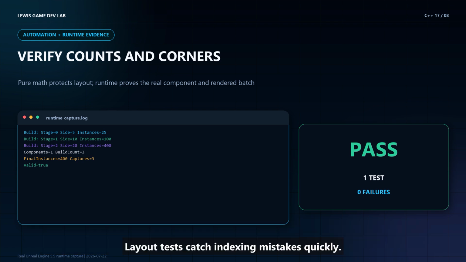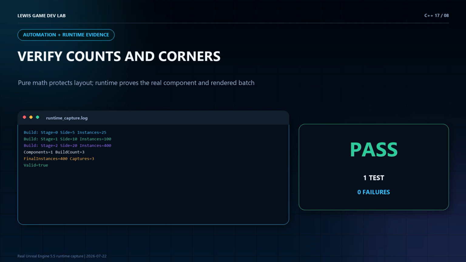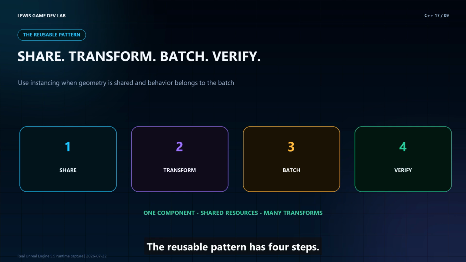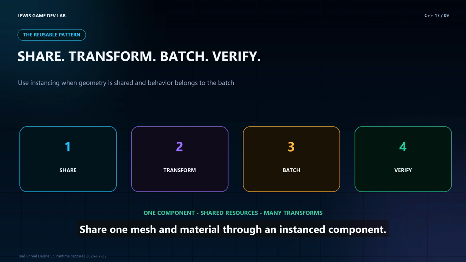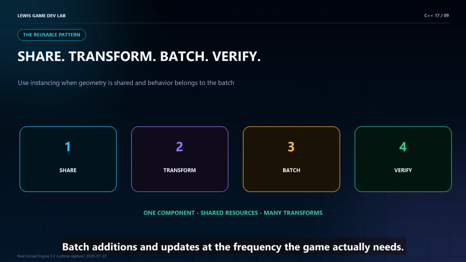Layout tests catch indexing mistakes quickly. Runtime evidence catches integration, material, camera, and rendering mistakes. The reusable pattern has 4 steps. Share 1 mesh and material through an instance component. Calculate 1 transform per visible copy. Batch additions and updates at the frequency the game actually needs. Verify instance count, bounds, layout, and final rendering.